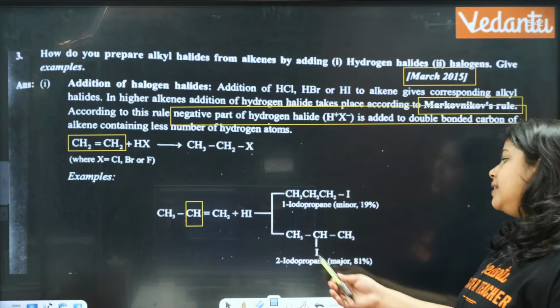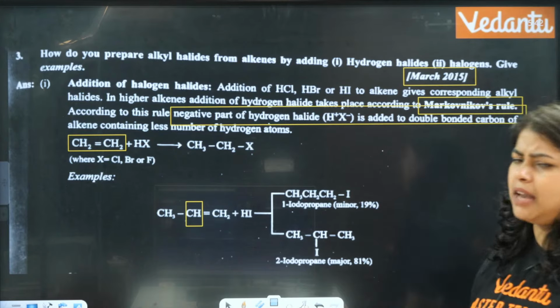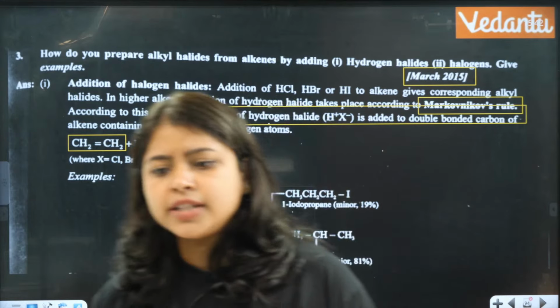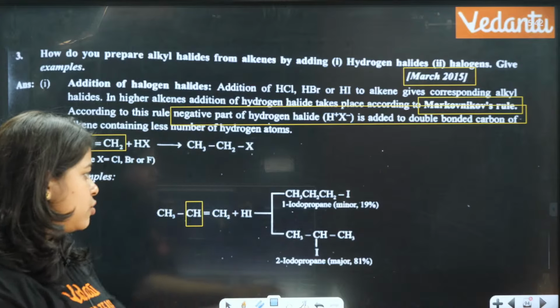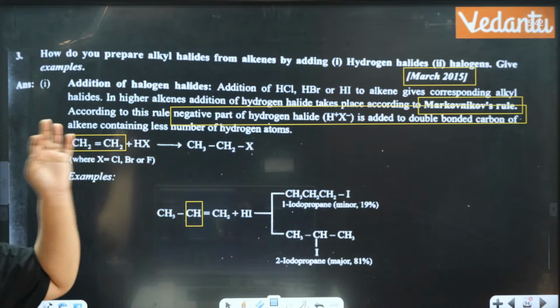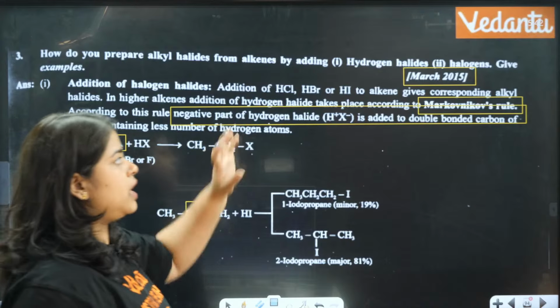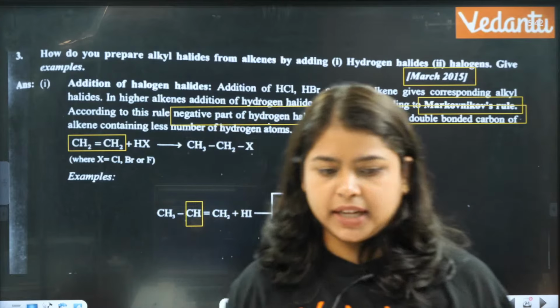And then the products we get are a major product and a minor product. The minor product will always be in a lower percentage, and the major product in a higher percentage. It is given the same way here. Is it clear how to prepare alkyl halides by the addition of hydrogen halides and halogens? This question is repeated many times.